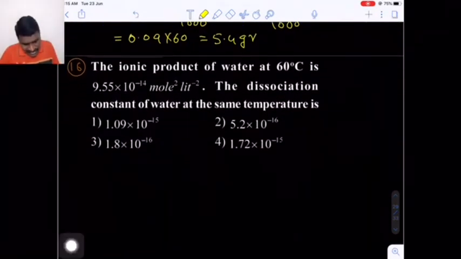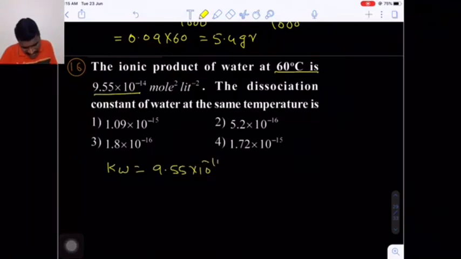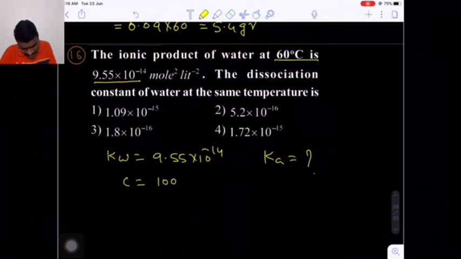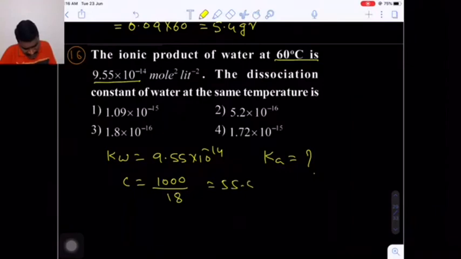The ionic product of water at 60 degrees Celsius is given as 9.55 into 10 raised to minus 14. The Kw value given to you is 9.55 into 10 raised to minus 14 moles per liter whole square. The dissociation constant of water. What is the dissociation constant of water? Do you know the initial concentration of water will be 1000 by 18, nothing but 55.55 moles per liter. This is the molarity of the pure water.